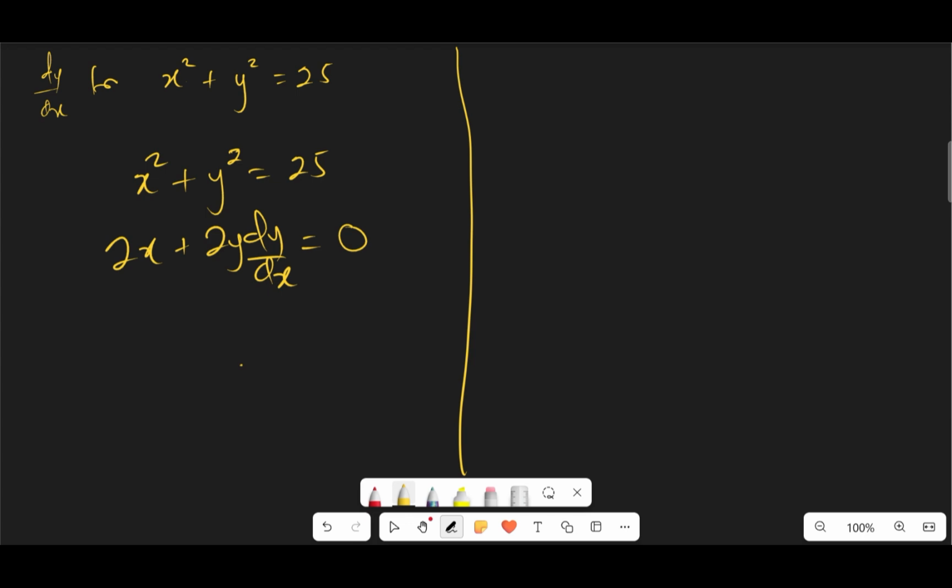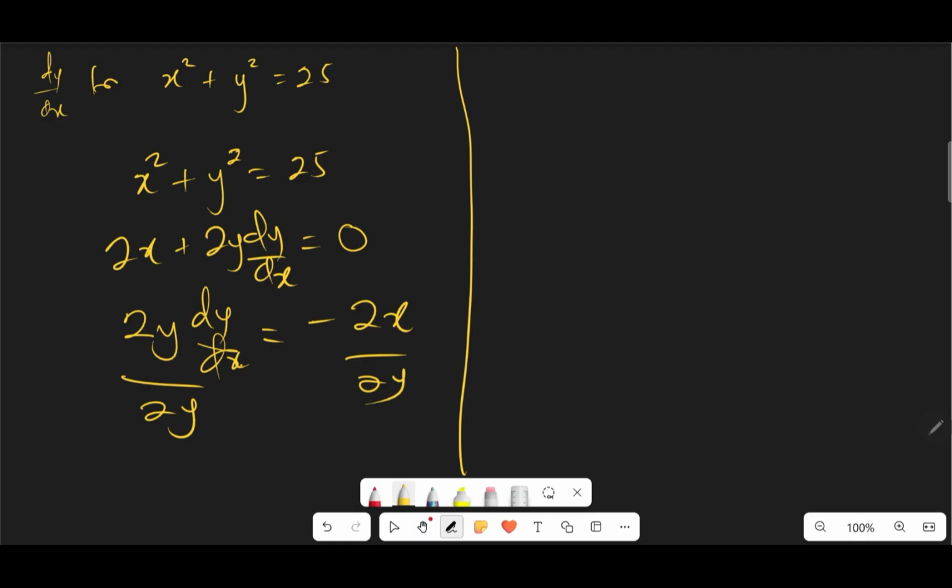Now from there, we are finding dy/dx. So we are going to get 2y dy/dx equal to minus 2x. Then divide both sides by 2y. So our dy/dx will give you minus x over y. And that's our final answer for dy/dx. We can't do anything to this again.